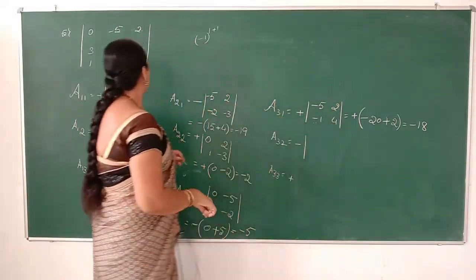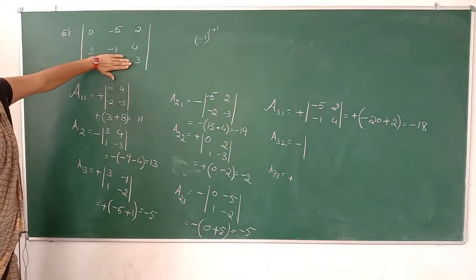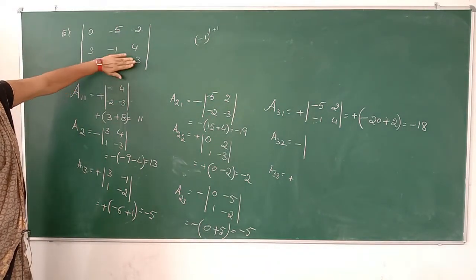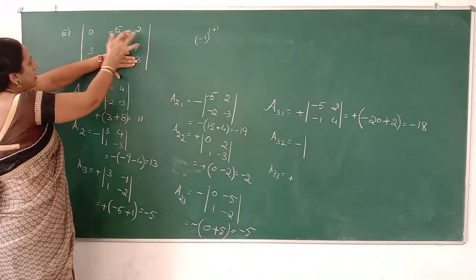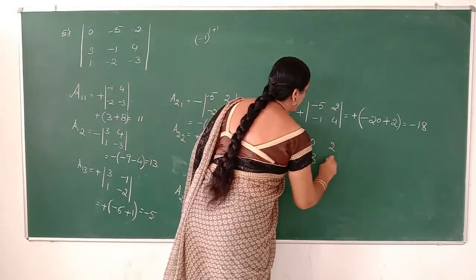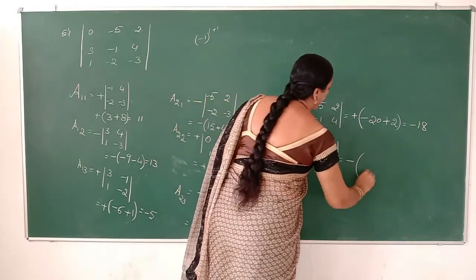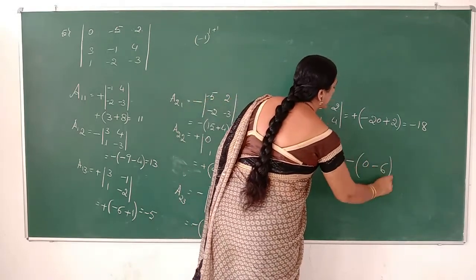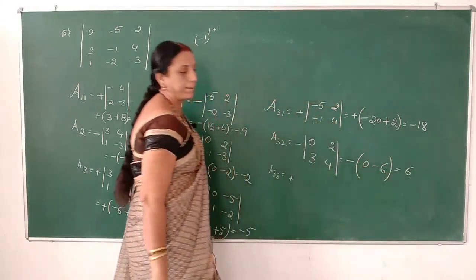The next element is minus 2. Minus 2 is an element of the third row, second column, and these elements get neglected, and the remainings are 0, 2, 3, 4. So simplify. Minus left diagonal is 0, minus right diagonal is 6, that is minus into minus is plus 6.